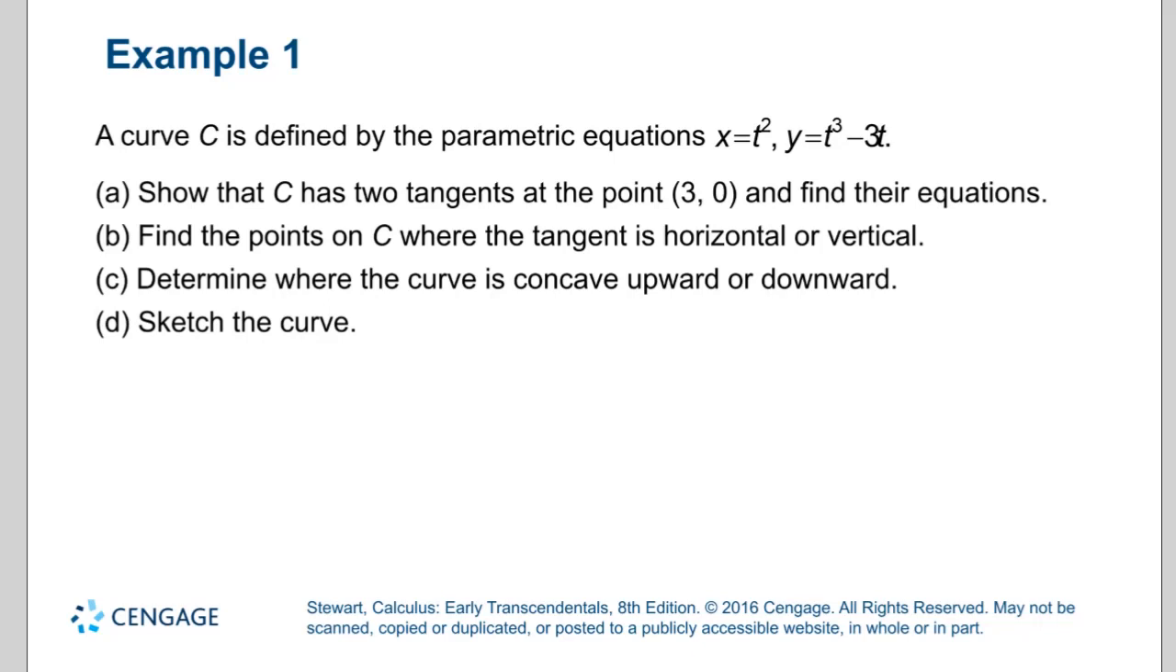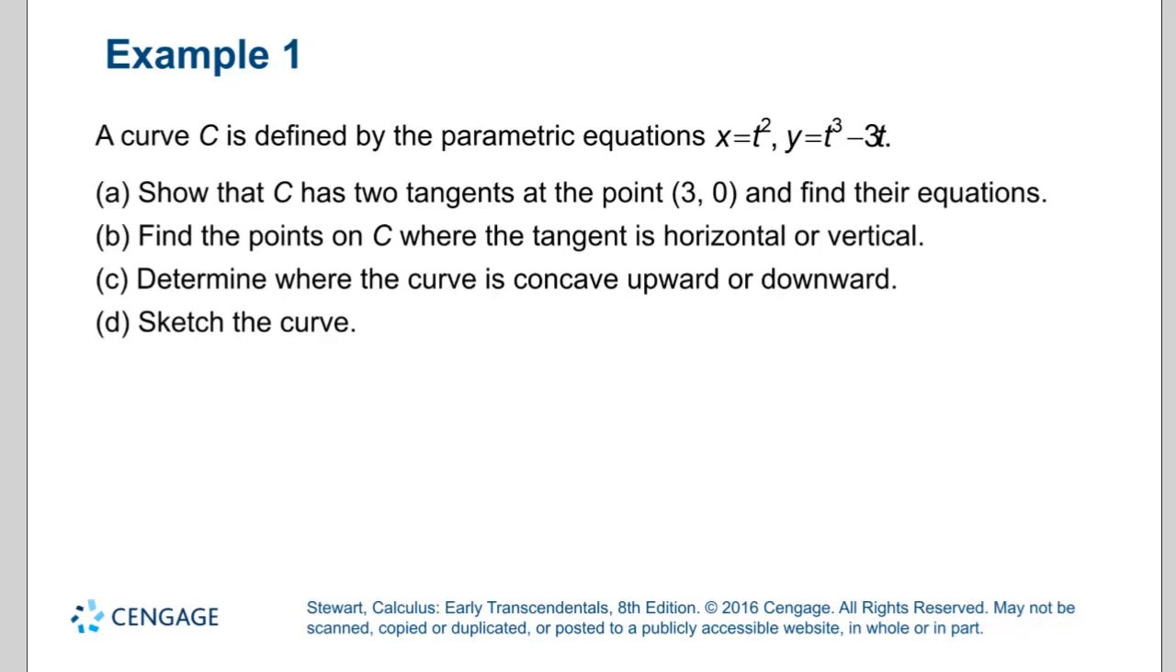In this example, we're going to look at x equals t squared and y equals t to the third minus 3t. We're going to be looking for four different things in this problem. First, we want to show that C has two tangents at the point (3, 0), and we want to find their equations. That means that at the point x equals 3 and y equals 0, the curve actually occurs twice. It goes through that point twice, and that's where we're going to be looking for two tangent lines.